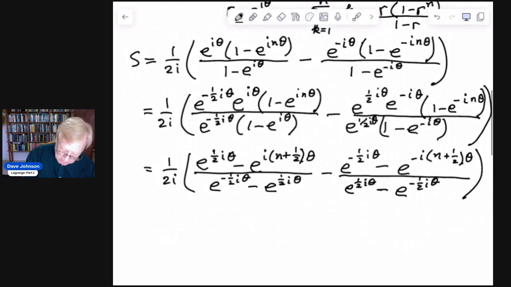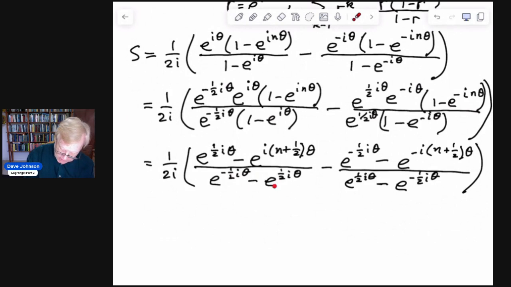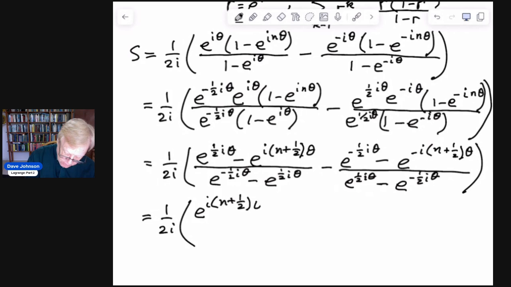Okay, now we got to watch this here. This is the negative of this, and I'd rather have the positive coefficient in the first term. So I'm going to factor out a negative sign from here, and I'm going to move that negative sign up into the denominator, or the numerator. So I get 1 over 2i. And now applying the negative sign in the numerator, I'm going to rewrite it, change the order, e to the i times n plus 1/2 theta minus e to the 1/2 i theta.